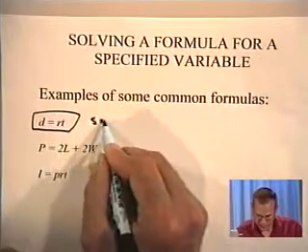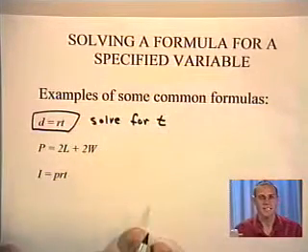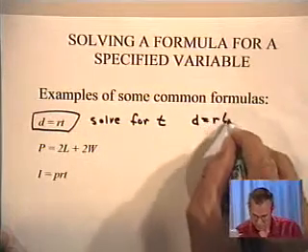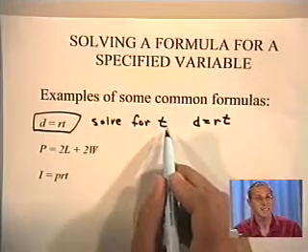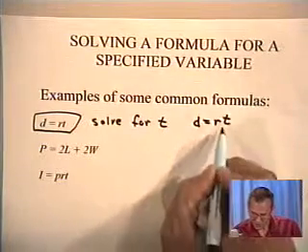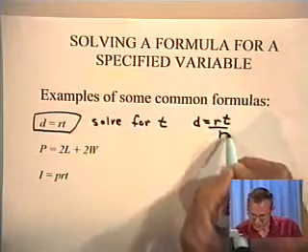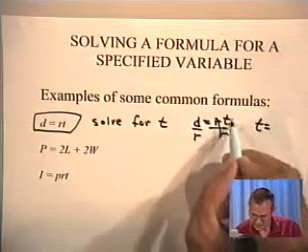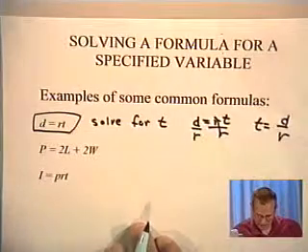What if we were asked to solve for the variable t instead of for the variable d? Well, what does solve for t really mean? It means get t by itself on one side of the equal sign. So we have to figure out, how can I get t by itself? Well, we can simply divide both sides by r, and we get t is equal to d over r.